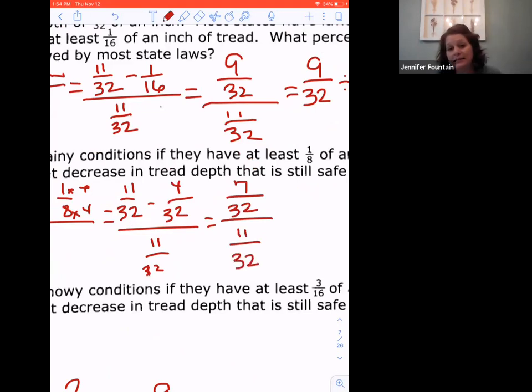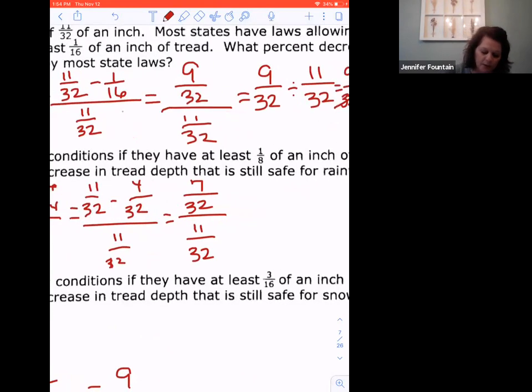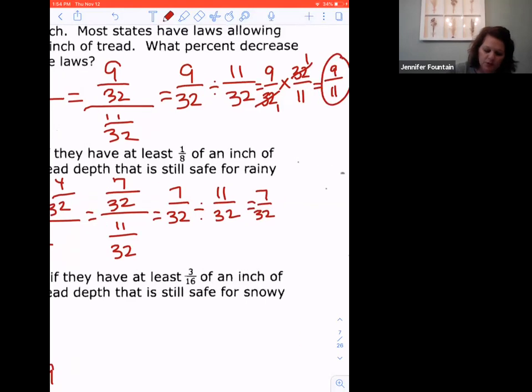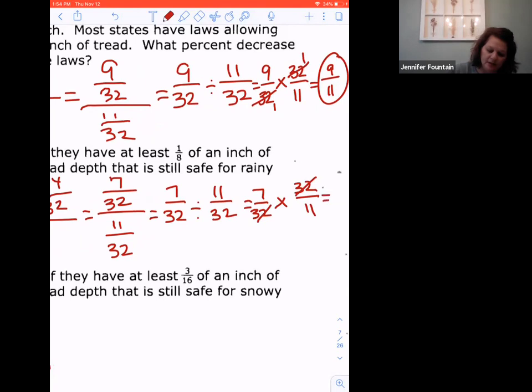Now I'm going to do exactly the same thing. I'm going to write it as a division problem. 7 over 32 divided by 11 over 32. Keep, change, flip. My 32's cancel. So I have 7 over 11. Now I've got to convert that to a decimal, then a percent.